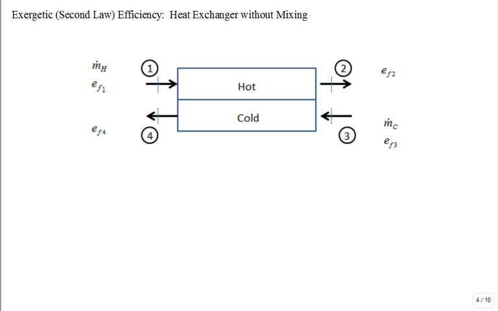How about an exergetic efficiency, also called second law efficiency, for a heat exchanger without mixing? You think of a hot stream passing on one side. You have a metal plate separating it from a cold fluid passing on the other side. So the hot fluid on top, the cold fluid on bottom. They don't mix. Maybe it's copper tubes or some other metal that separates the two fluids. Let's talk about the heat transfer. There's a heat transfer from the hot to the cold, true?